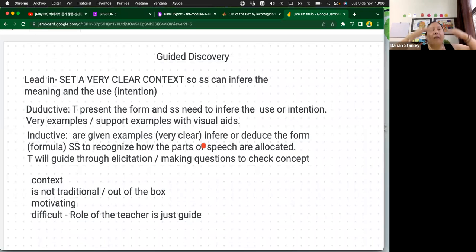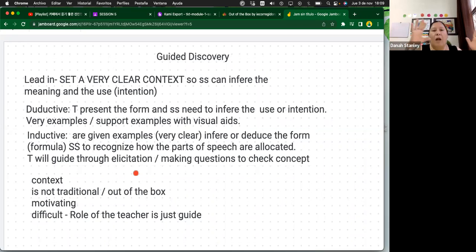I need to provide different examples, so the students can really see and notice the intention, okay? If necessary, and according to the characteristics of your students, then the examples can be supported with visual aids. So you can make it easier for them in this way. If it is going to be inductive, then it is the opposite.